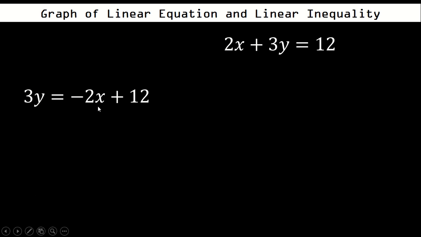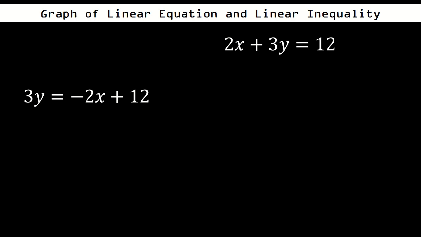For the x-intercept again, we let y be equal to 0. So 3 times 0 is 0, and so 0 is equal to negative 2x plus 12. Finding the value of x, x is equal to 6. So we'll have the x-intercept as 6 comma 0.